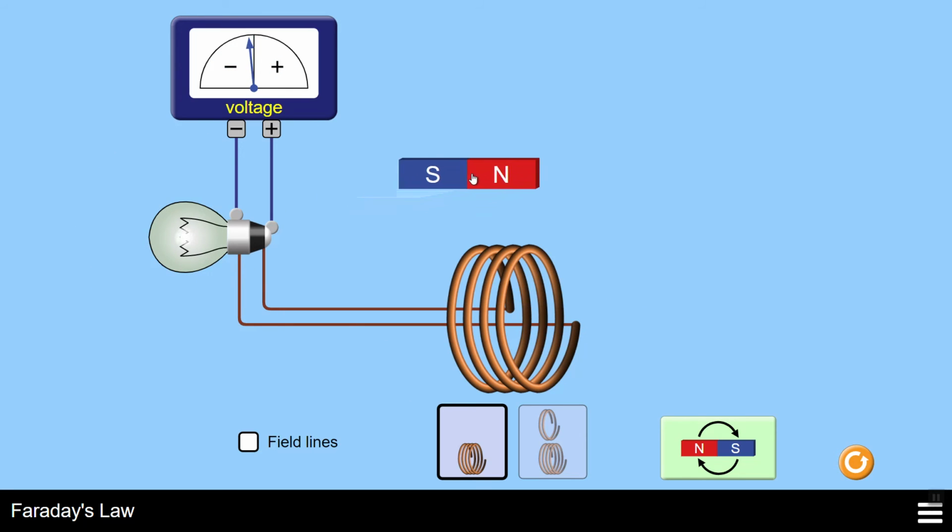You would have observed that the glowing is in two phases. When the south side enters the ring, the bulb glows. When the magnet is between the rings, it is not showing any current passing through the wires. But when I am exiting with the north pole on the right-hand side, the bulb glows, but the voltage is on the negative side.